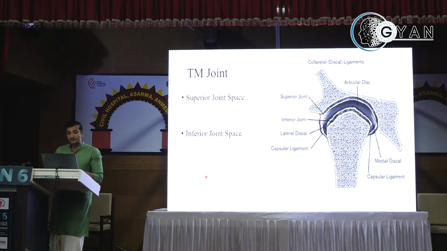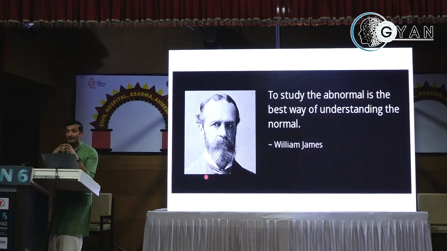So now coming to the TM joint. TM joint is divided widely as a superior joint space and an inferior joint space, and what divides it is your articular disc. So to understand how the arthroscopic images look like, for that first you have to understand what is normal before you understand what is abnormal. So what I will do is each step or each area of the joint, I will show you what the abnormal appearance looks like and how it is abnormal.